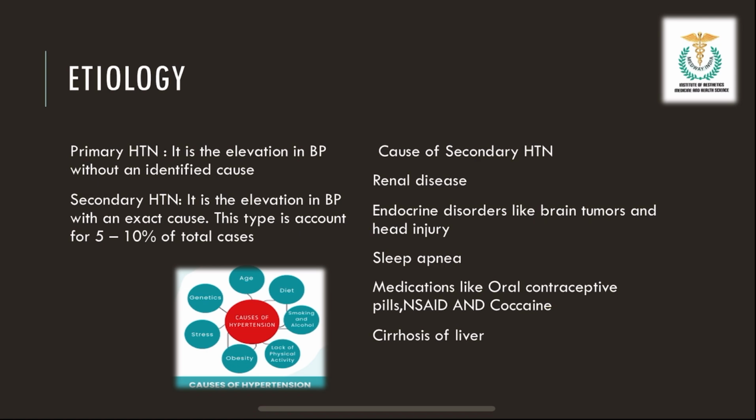These are the causes, and also liver cirrhosis. So these are also causes of secondary hypertension. So there are two types: primary hypertension and secondary hypertension. I have explained the causes of primary, and all these are the other causes of secondary hypertension.